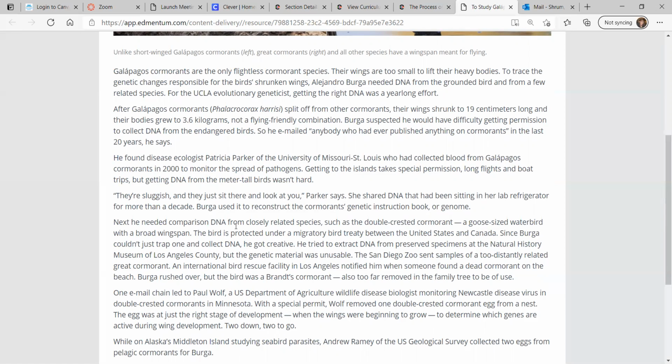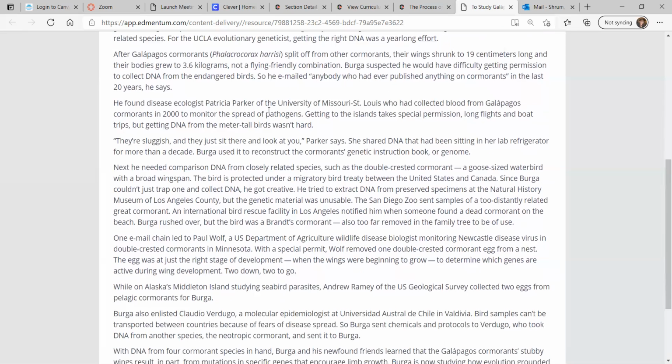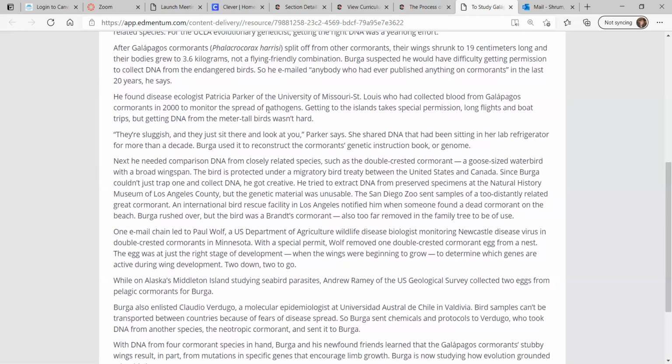So, in order to trace the genetic changes responsible for these shrunken wings, Alejandro Berga needed DNA from the grounded bird and from a few related species. And this took a year to do. So once these guys split off from their other cormorant brethren, their wings shrunk to 19 centimeters long, and their bodies grew to 3.6 kilograms. So that combination is not flying friendly.